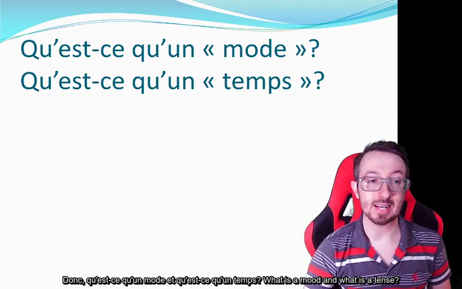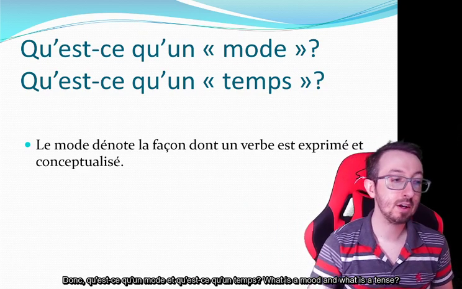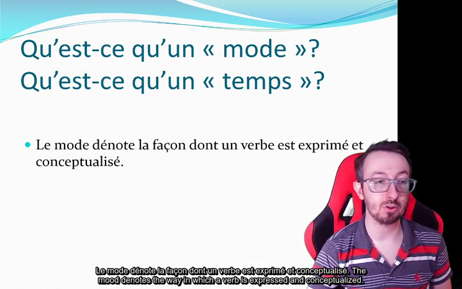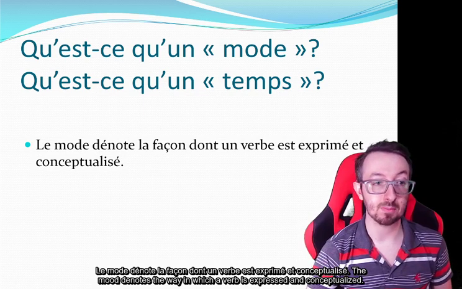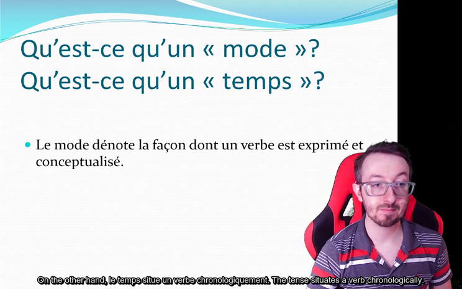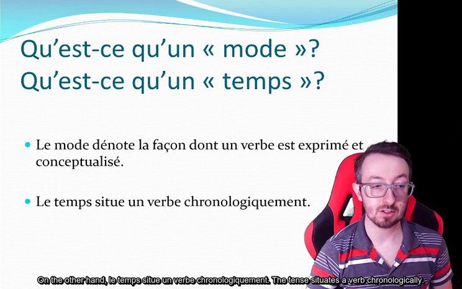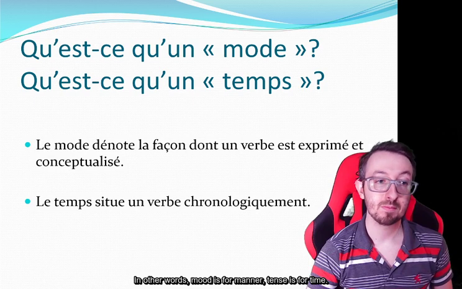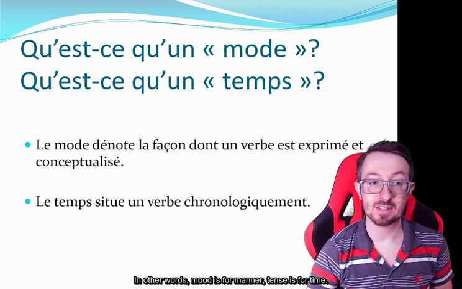Donc, qu'est-ce qu'un mode et qu'est-ce qu'un temps? What is a mood? What is a tense? Le mode dénote la façon dont un verbe est exprimé et conceptualisé. The mood denotes the way in which a verb is expressed and conceptualized. On the other hand, le temps situe un verbe chronologiquement. The tense situates a verb chronologically. In other words, mood is for manner, tense is for time.